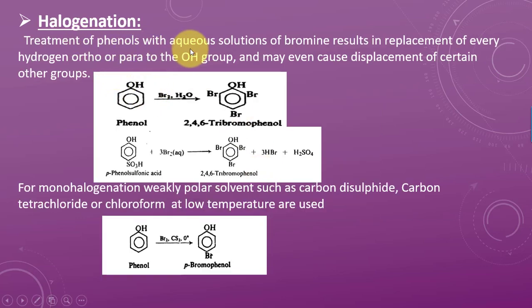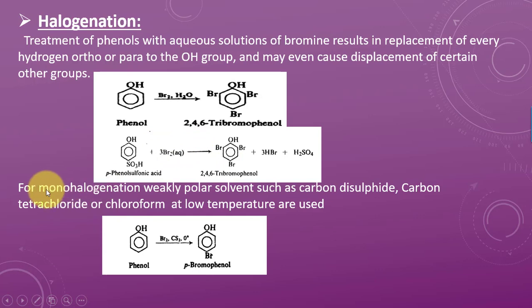Halogenation. Treatment of phenol with aqueous solution of bromine results in replacement of every hydrogen ortho or para to the hydroxyl group, and even causes displacement of certain other groups. So phenol on reaction with aqueous bromine solution forms 2,4,6-tribromophenol. All the ortho and para hydrogens to the hydroxy group of the phenol get replaced with bromine. Here, a para sulfonic acid group is present, and this sulfonic acid group will be readily replaced by bromine when it is made to react with aqueous solution of bromine.